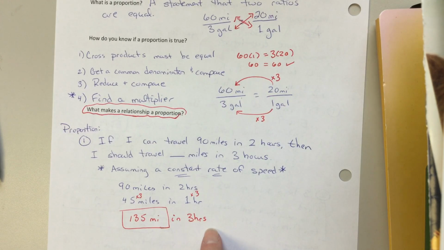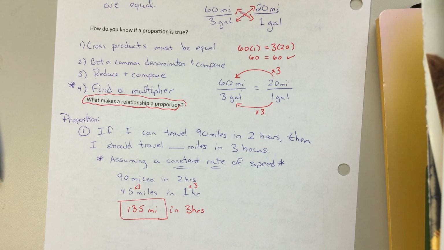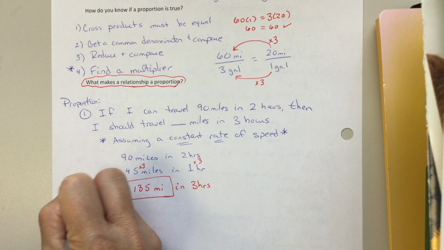So this is not the only way you could do it, right? You could certainly set up a proportion. But this idea of a constant rate of speed, that's a proportion. So let's look at one that's not a proportion.